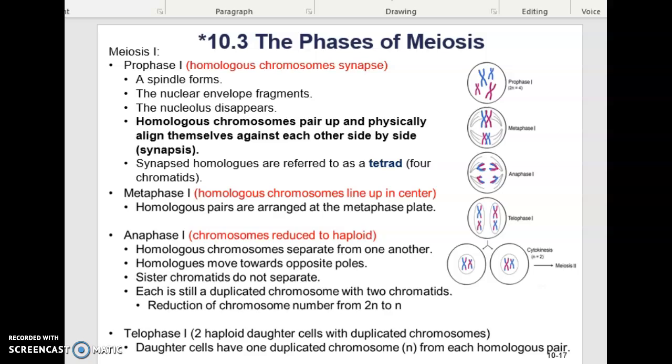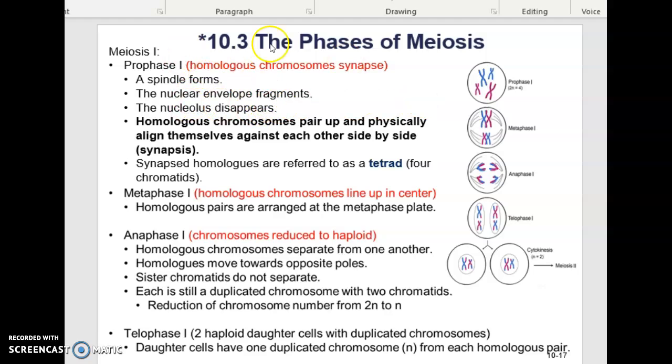All right, I'm going to pick up again with more details on the phases of meiosis. We're going to start with meiosis 1. Prophase 1 of meiosis 1 is where the spindle forms, the nuclear envelope fragments, and the nucleolus disappears. That's all the same as mitosis.